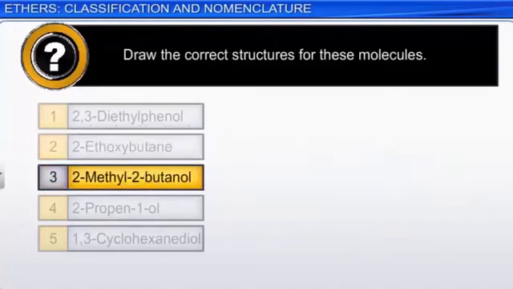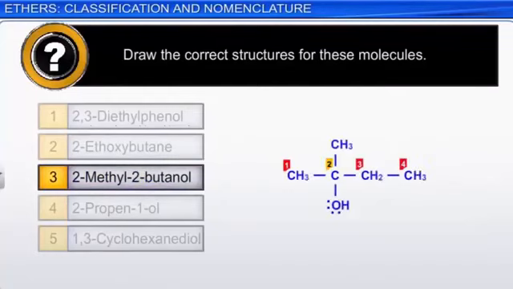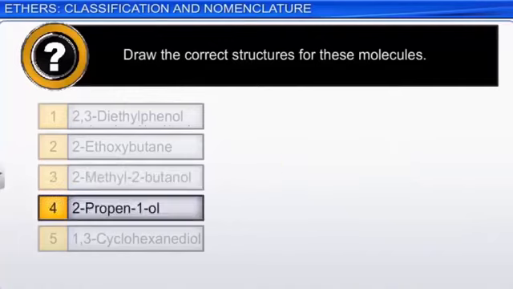Molecule 3 is 2-methyl-2-butanol. Start with a 4-carbon chain from butane. Place a hydroxyl group on carbon 2 and then put a methyl group on the same carbon. Molecule 4 is 2-propen-1-ol. Start with a 3-carbon chain since it is a propane derivative. Put a hydroxyl group on carbon 1. The double bond starts with carbon 2. The hydroxyl group outranks the double bond in IUPAC nomenclature.